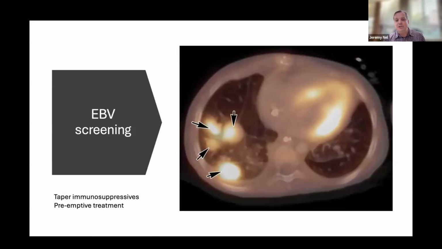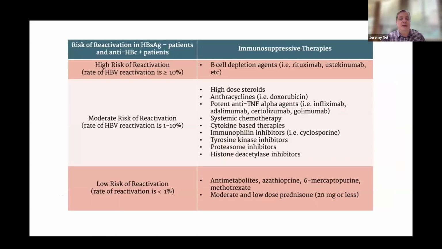So you could taper the immunosuppressives, you could give preemptive treatment with rituximab and things like that. There's a range of options, but you need to know about it. That's why we test for it. Hepatitis B, why do we test for it?